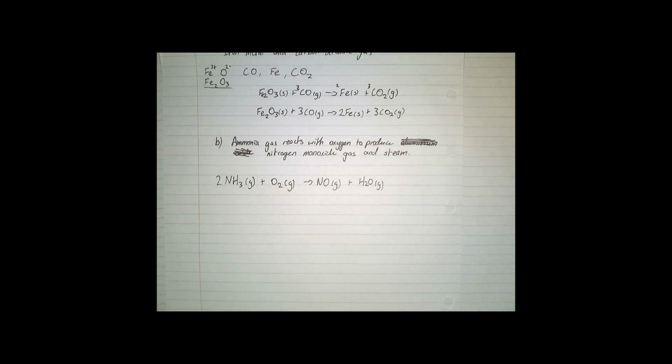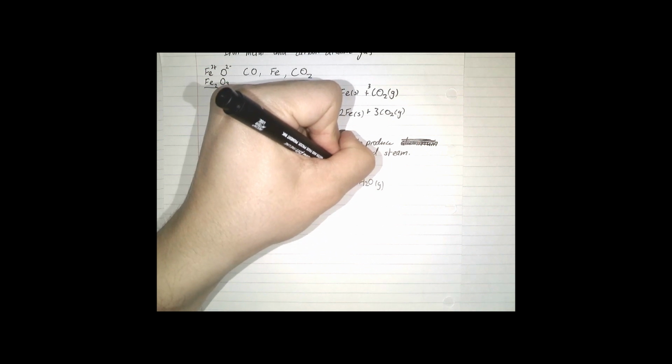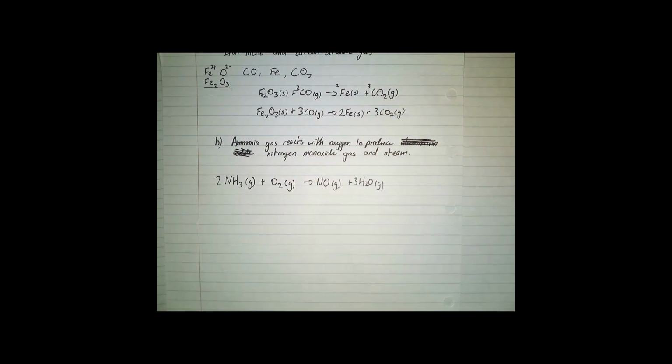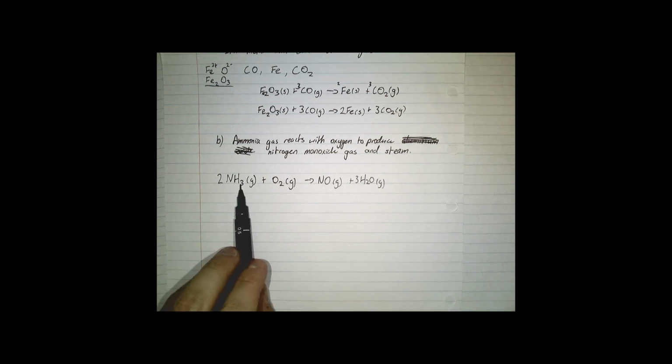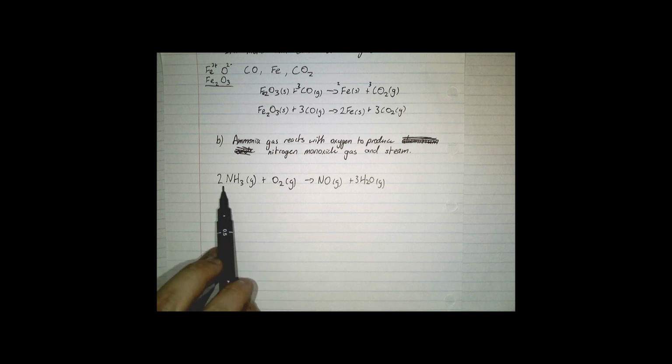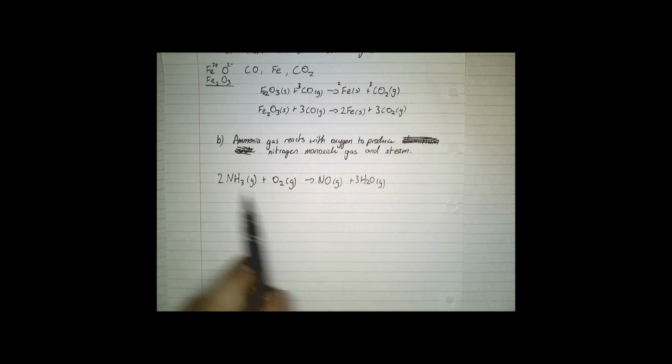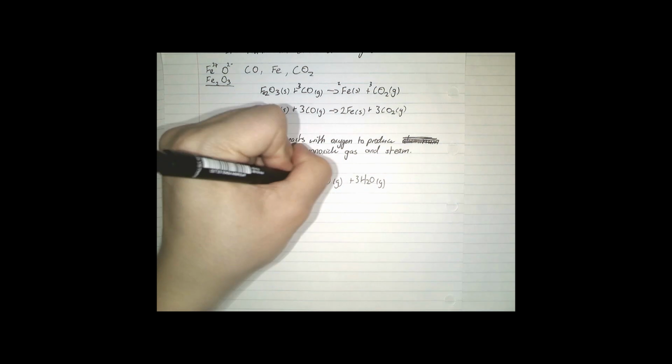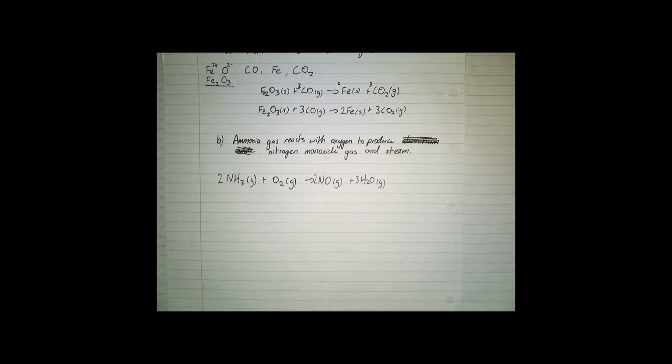So here I have 2 nitrogens and 6 hydrogens. What I need to do on the other side is make sure that I have 6 hydrogens there as well. So I'm going to put a 3 out the front. Now looking at what I've got going on, my hydrogens are balanced, 6 and 6. Now let's look at some of the other elements. So I've got 2 nitrogens here and only 1 on this side. So I may as well just put a 2 out the front and see what happens.